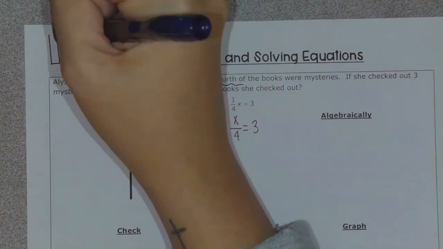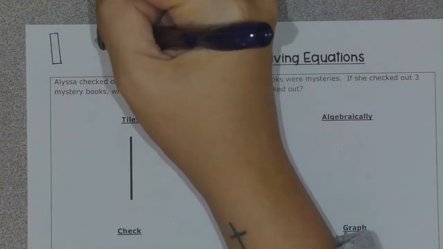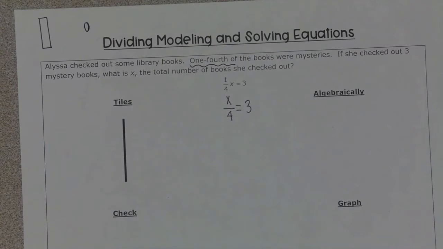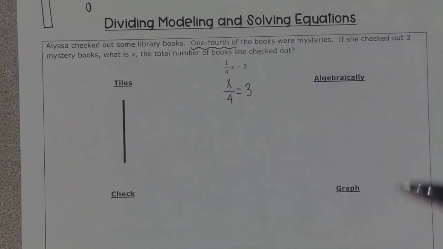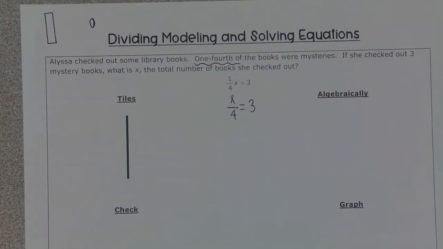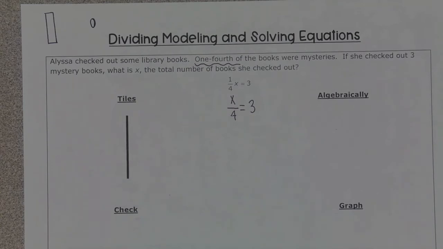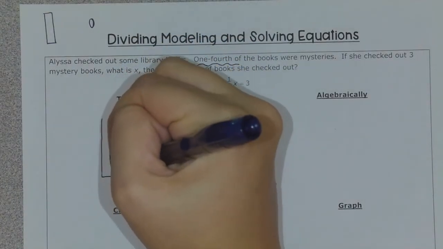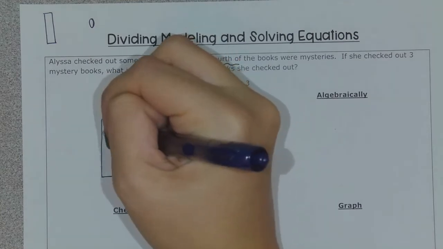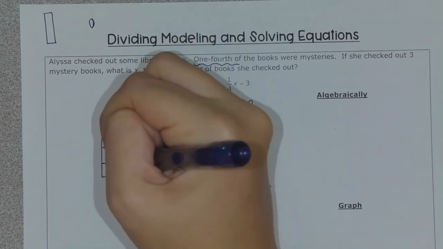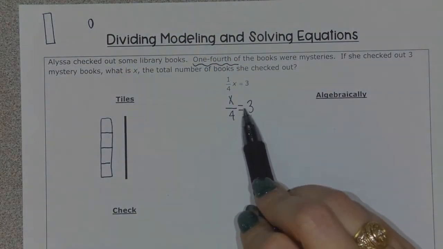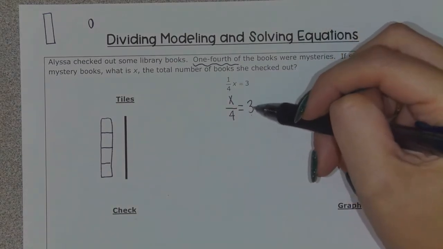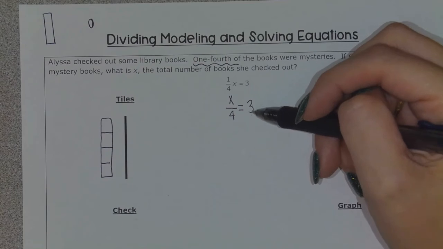I still have my rectangle that represents the x and my open unshaded circles to represent what is on the other side. Now, when I have x divided by 4, that means I'm taking one x tile and dividing it into 4 pieces. So I'm going to draw one big x tile and divide it into 4 pieces. What this is saying is that each of those pieces is worth 3.